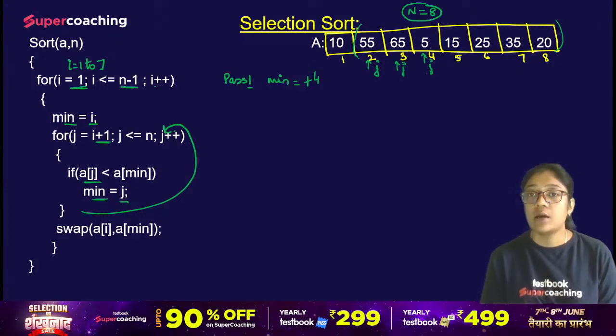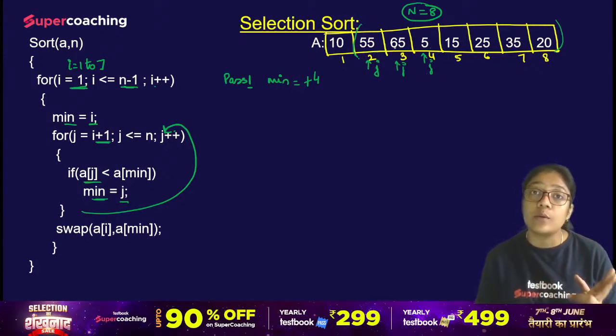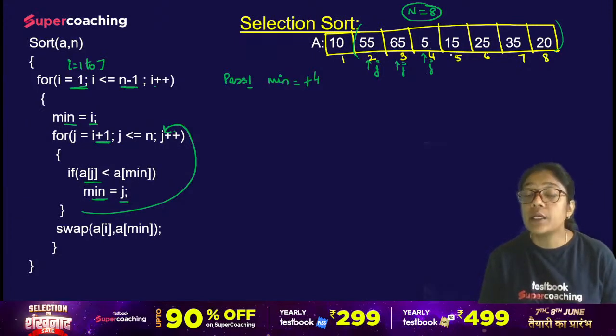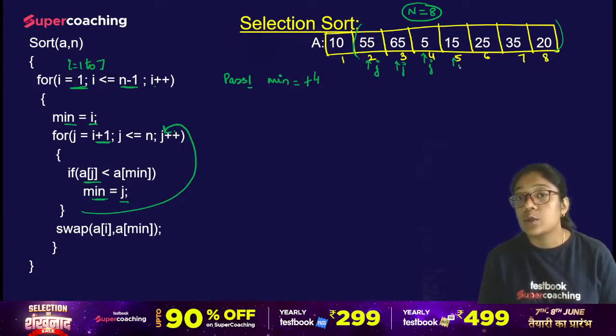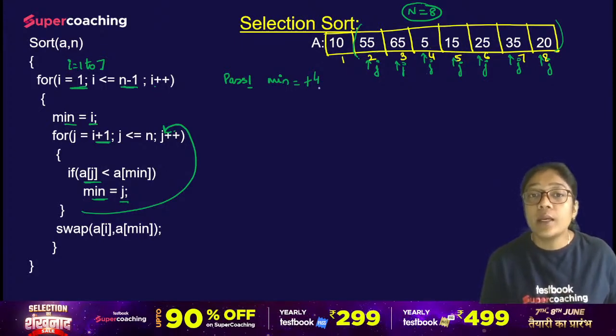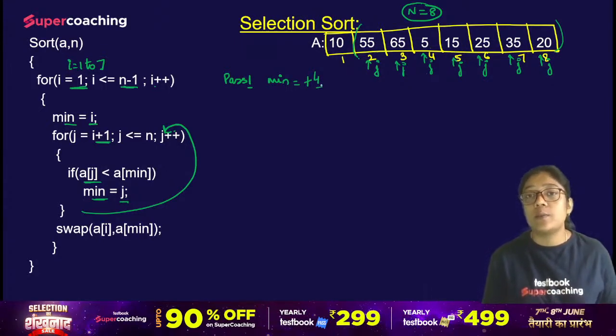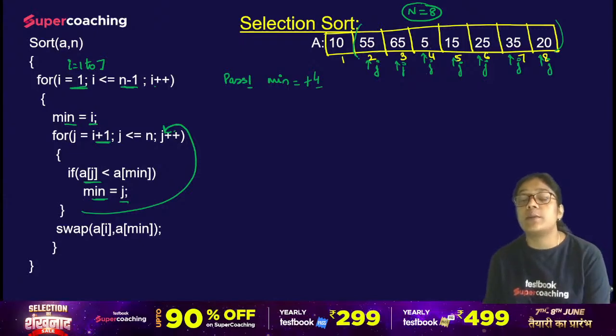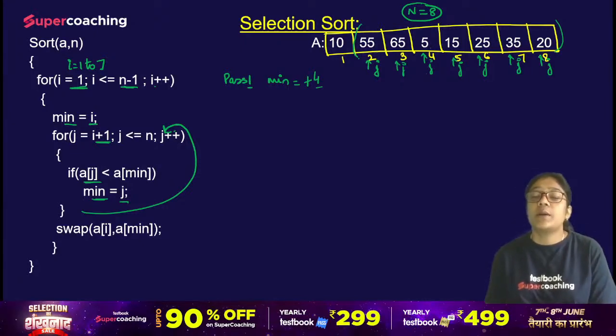Consider the next element. 15 is smaller than, अब min पे, a of min पे कौन सा element है? 5. Now the comparisons will be done with the element 5. 15 is smaller than 5? No. 25 is smaller than 5? No. 35 is smaller than 5? No. 20 is smaller than 5? No. We have reached the end. So min is returning the smallest element, the position of the smallest element in the array. So smallest element कहाँ पे available है?